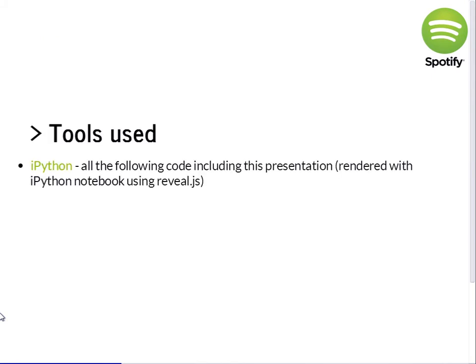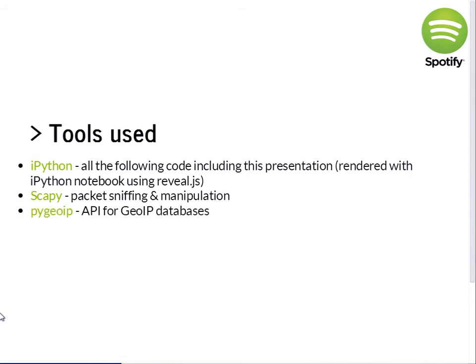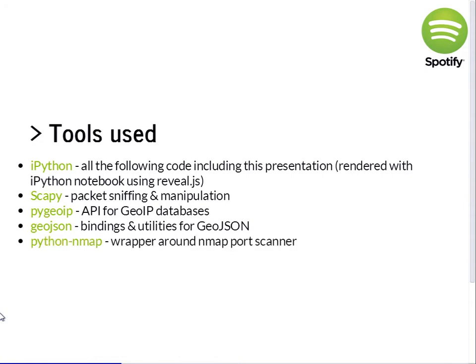So, tools used. This is IPython. This whole presentation is written in IPython and is rendered with reveal.js. I use Scapy for packet sniffing and manipulation, PyGeoIP, which is an API for GeoIP databases, and then GeoJSON, bindings and utilities for GeoJSON. And then last but not least, Python nmap, a wrapper around the nmap port scanner.